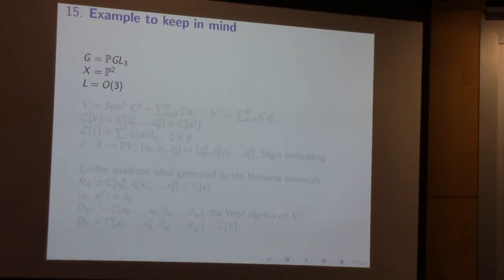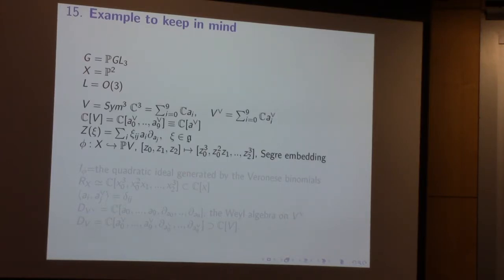So here's a baby example to keep in mind. PGL3 acting on P2, and the line bundle I choose is O(3). So of course this setup will correspond to the cubic curve, the elliptic curve in CP2. That will eventually be the connection to geometry. Okay. So again, the notation I had earlier now specialized to this.